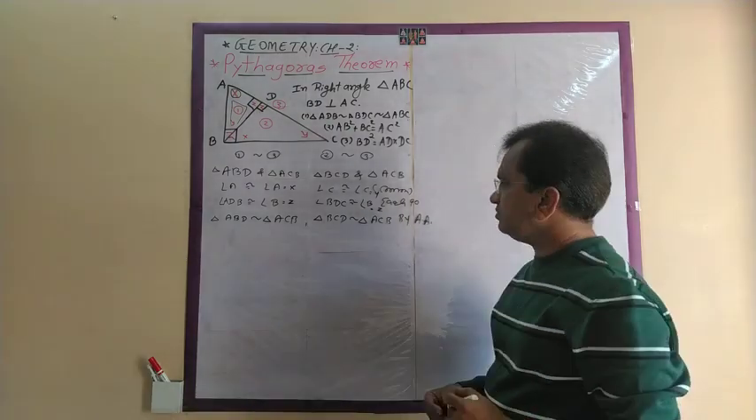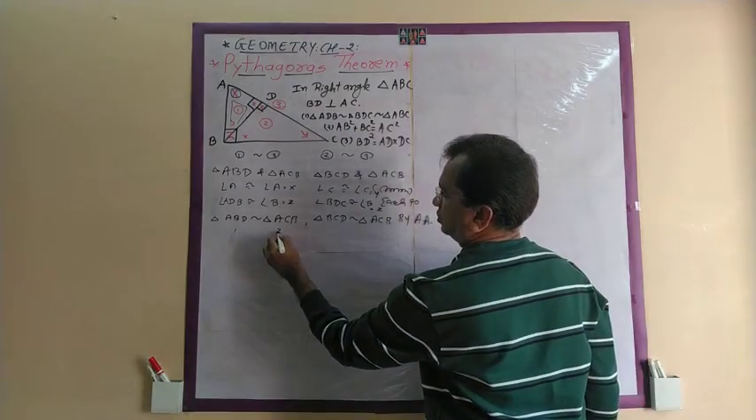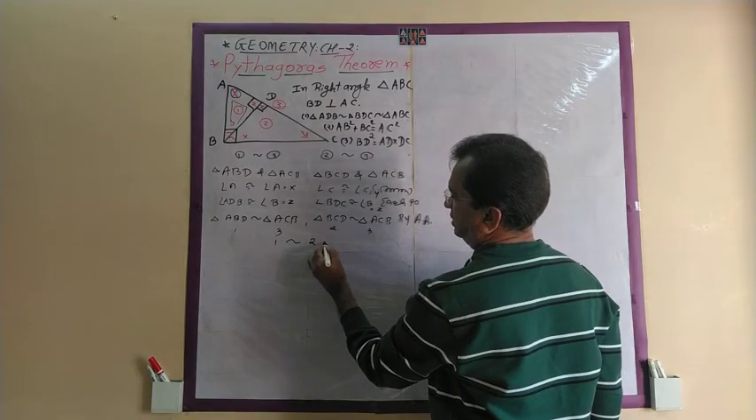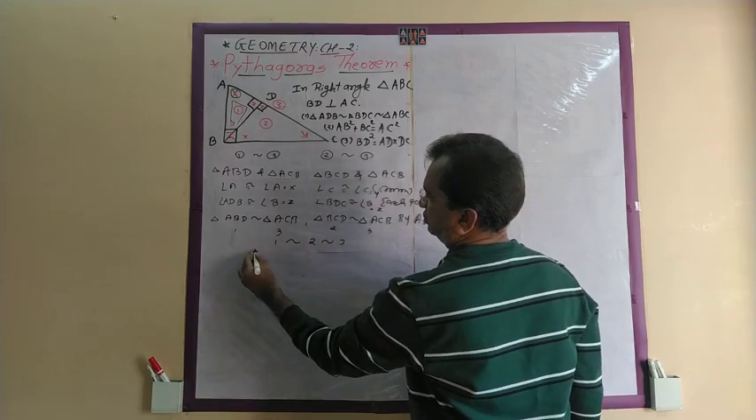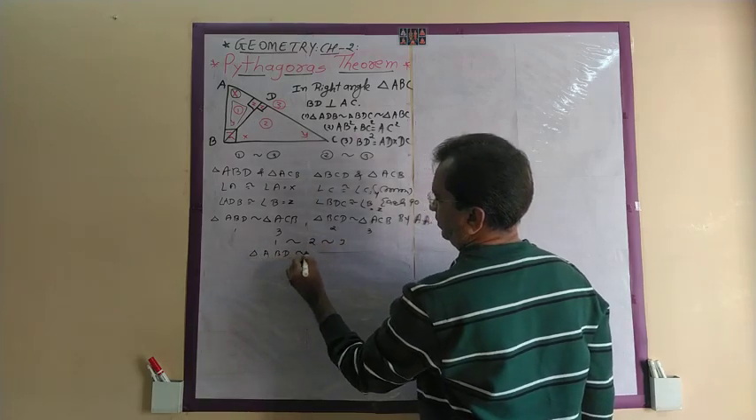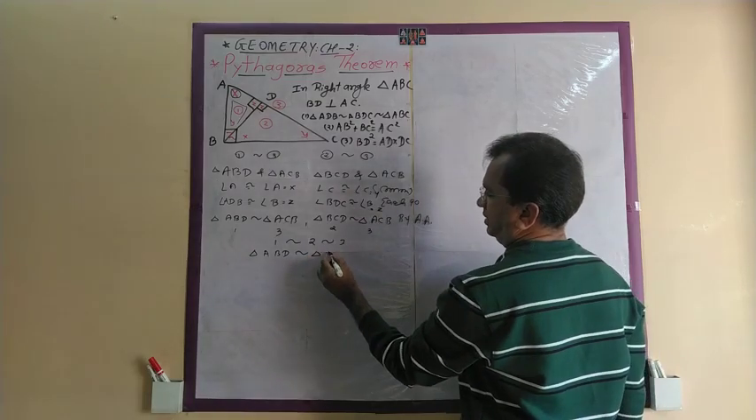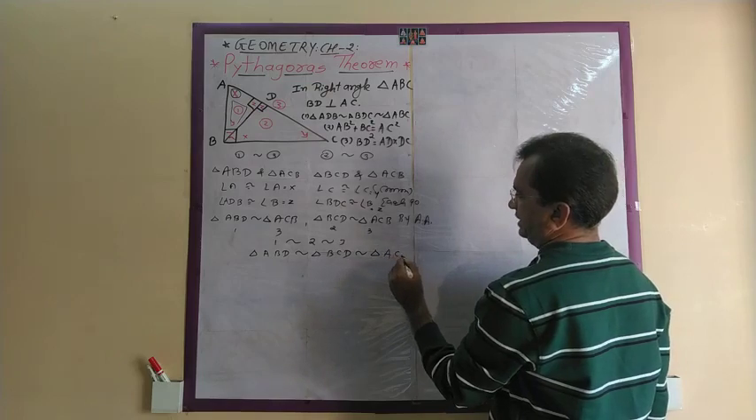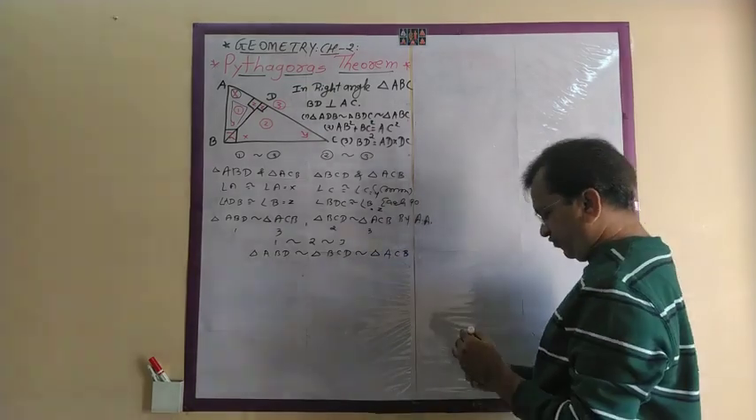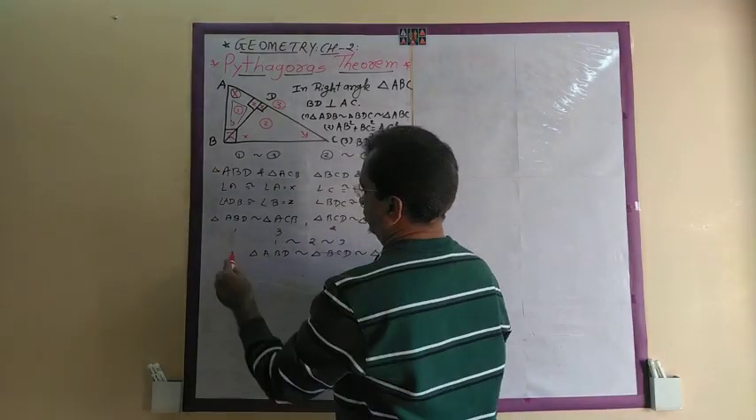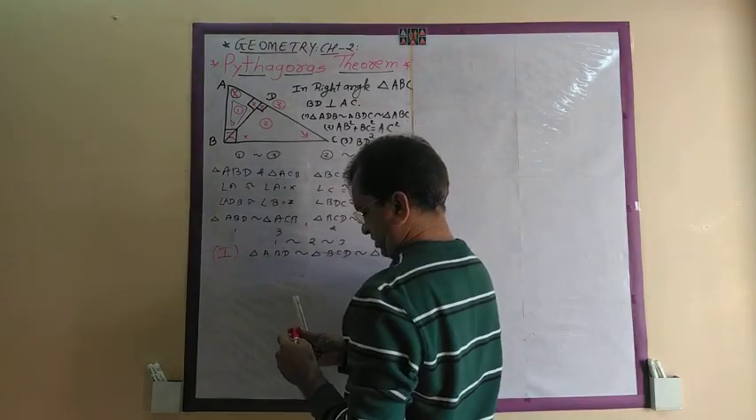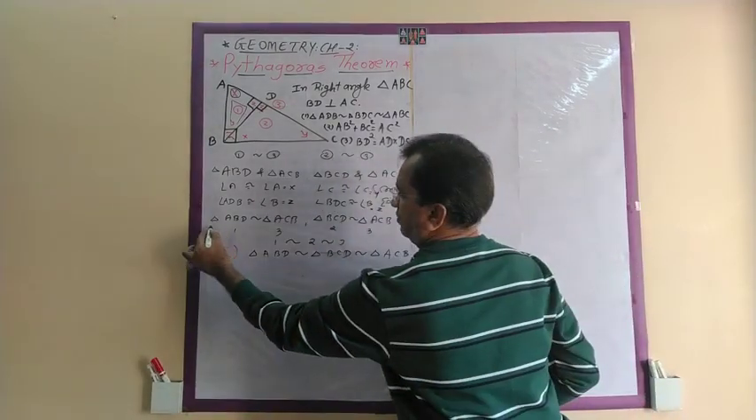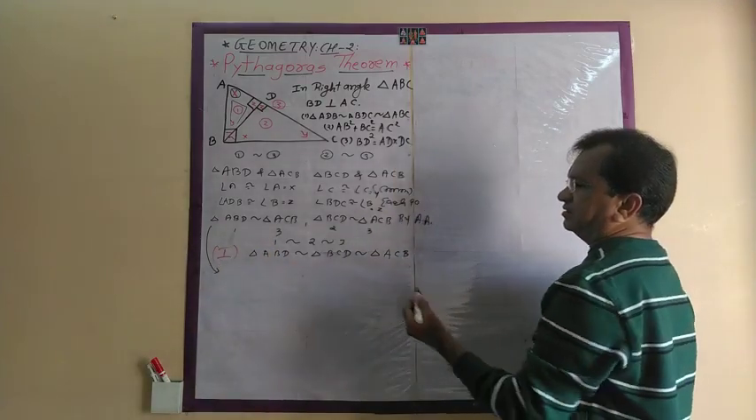angle test. If first is similar to third, second is similar to third, so first is similar to second, similar to third. Means triangle ABD, triangle BCD, triangle ACB. So first it is proved. Now from this only we will continue for Pythagoras.